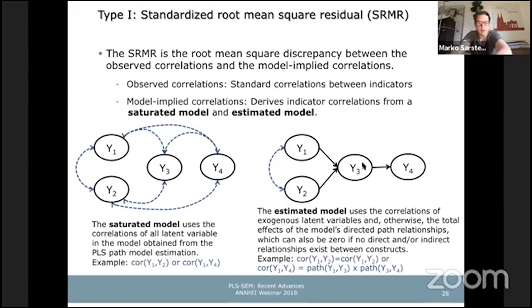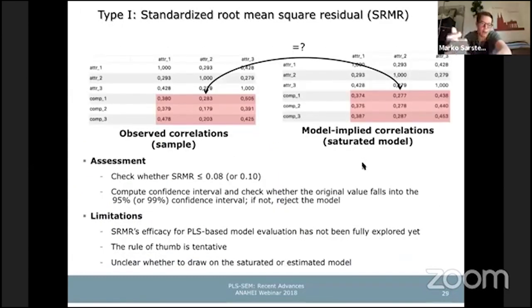So these are just two ways of getting the model implied correlations. For the SRMR, you would expect an absolute value less than 0.08 or 0.10, depending on which literature you look at. You can also look at it from an inference statistic point of view. You can compute the confidence interval and check whether the original value of SRMR falls into, let's say, the 99% confidence interval. What does that mean? If it falls into the confidence interval, you can be sure that the estimate is reasonably stable. If it falls outside, it's unstable. Then you would tend to reject the model.